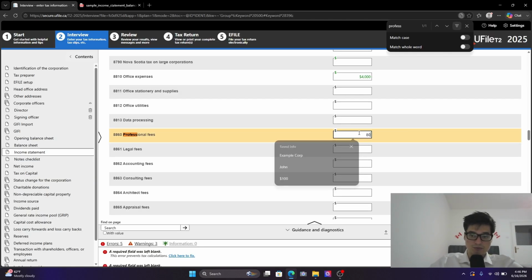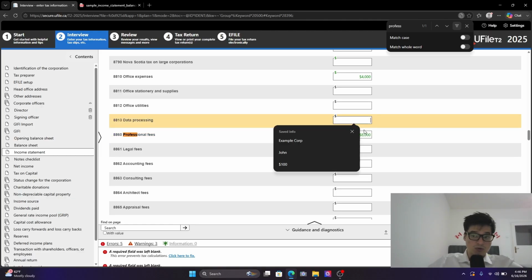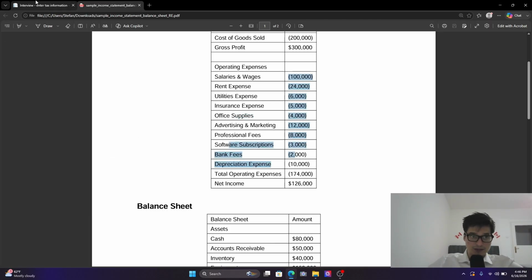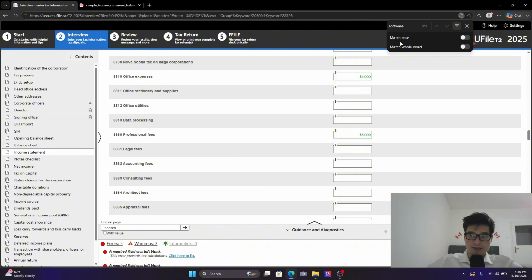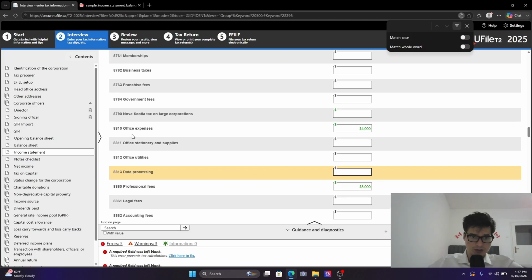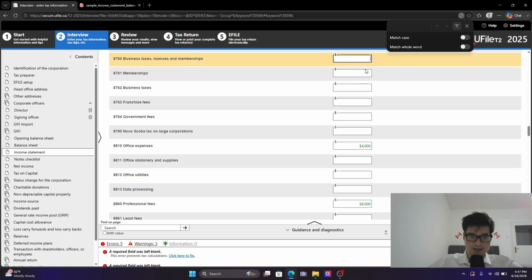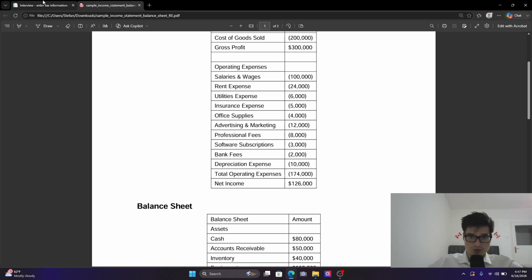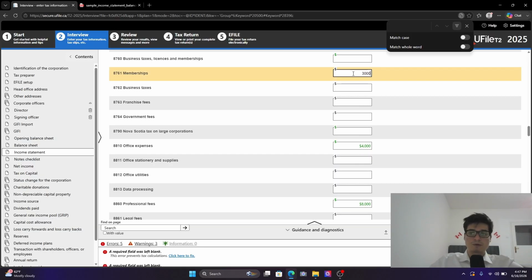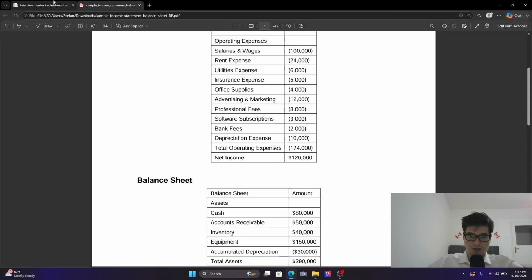I'm doing it by hand, which you may or may not want to do, depending on whether you can quickly input it. But again, doing it by hand is sometimes the safest bet. So here, the first one we don't have is software. It's like a software subscription. I would put it under memberships here, or licenses and memberships, but I'll just put it under membership here for 3,000, assuming we pay 3,000 each year for this. Bank, interest and bank charges, depreciation, and then that'll be our last one.